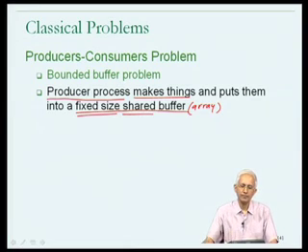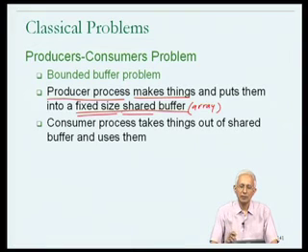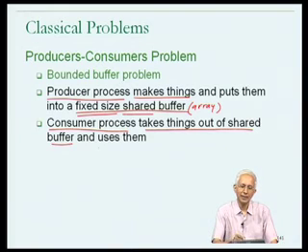and that it is of some fixed size. Now, the other entity in this concurrent program is what I will refer to as a consumer. And as the name suggests, what a consumer process does is it takes something out of the shared buffer, that's why it's called a consumer, and it uses that, whatever that thing was.